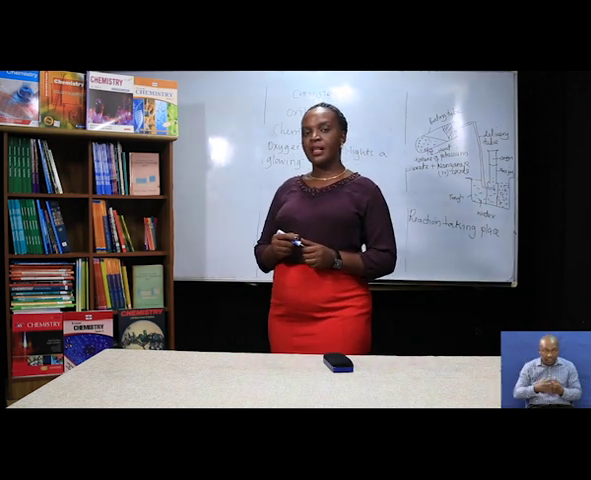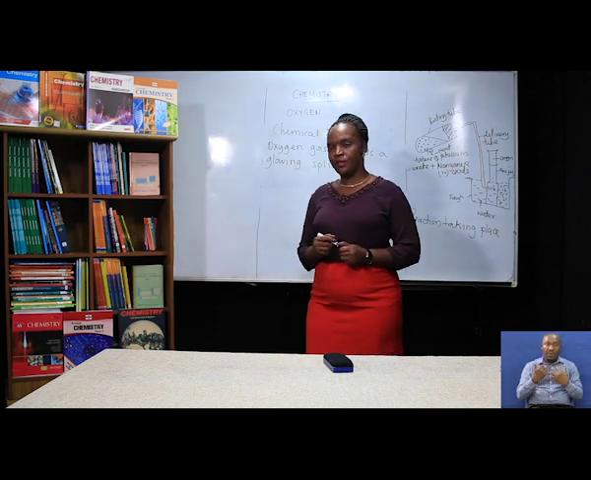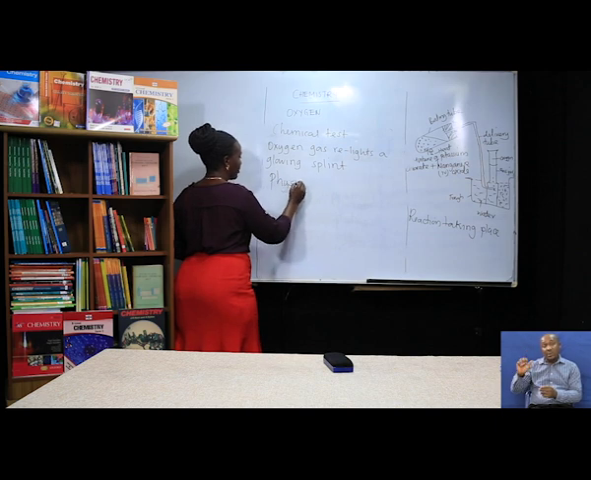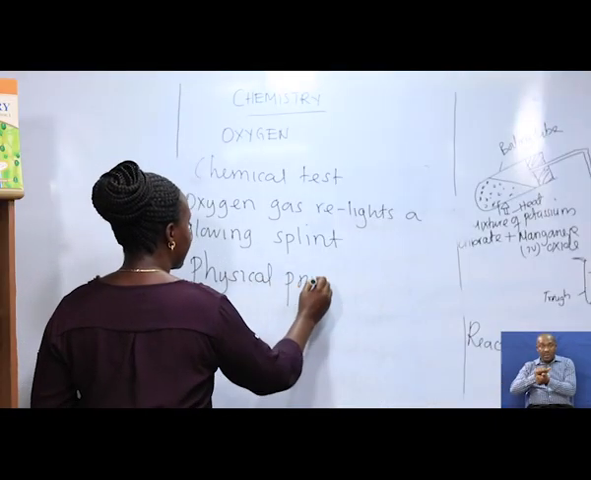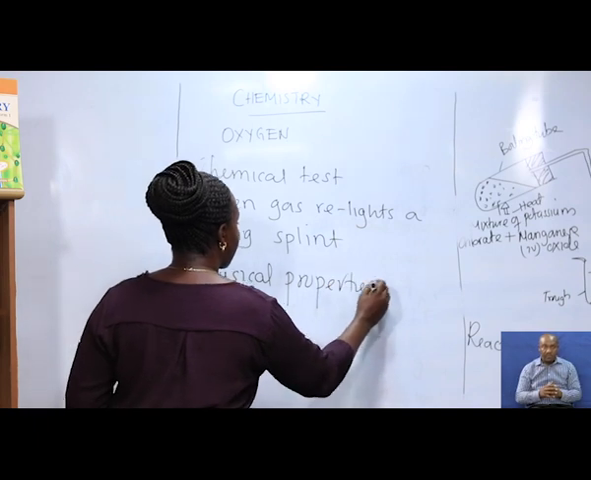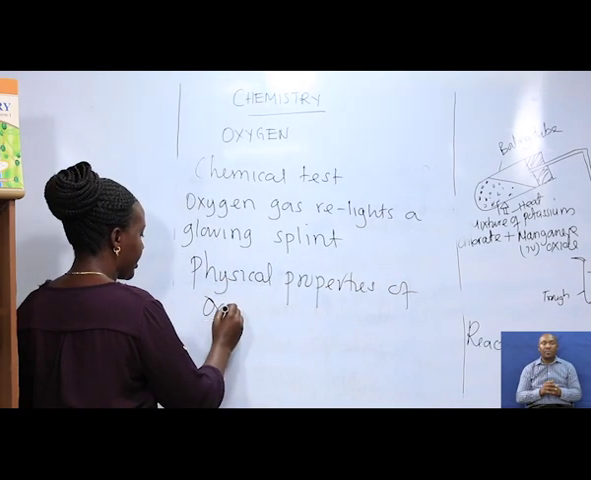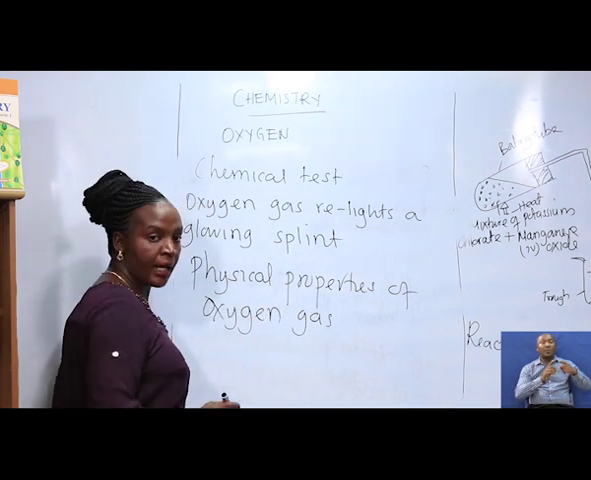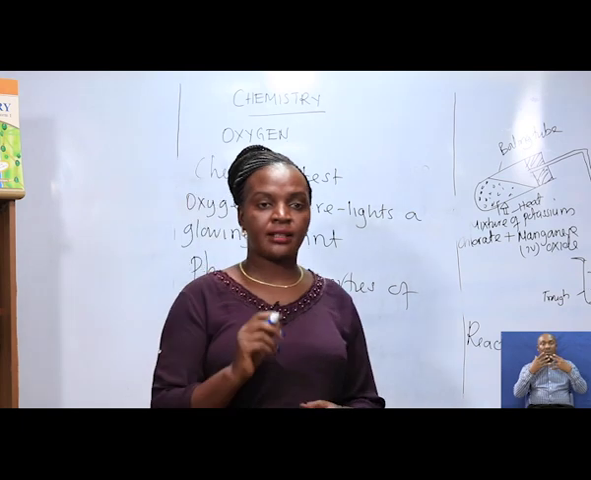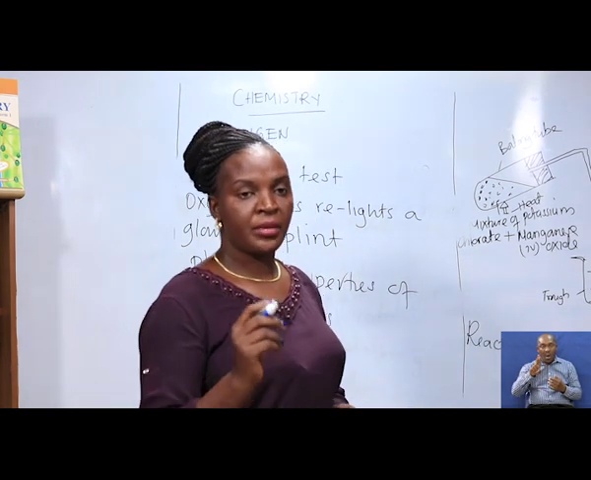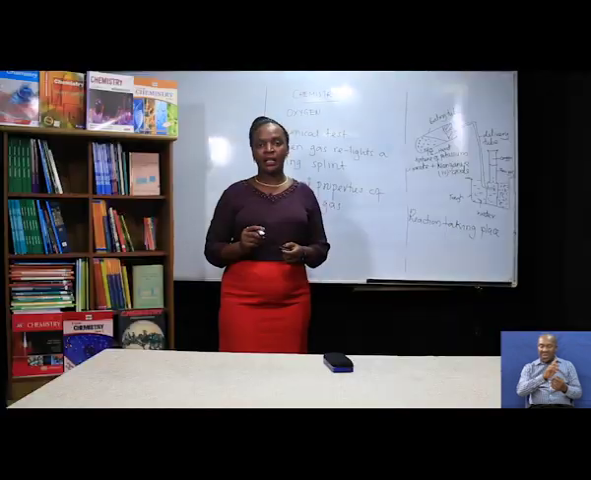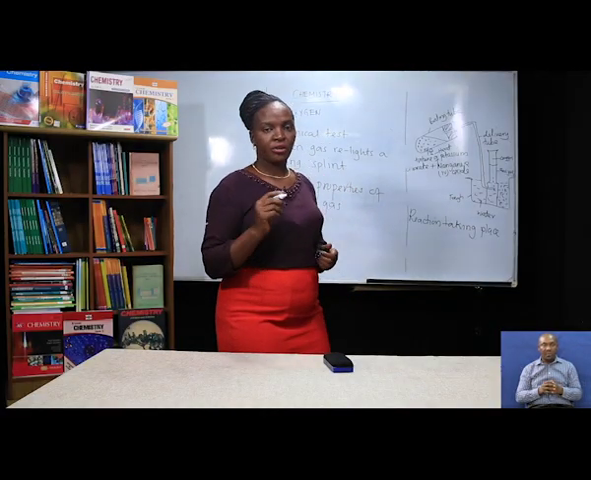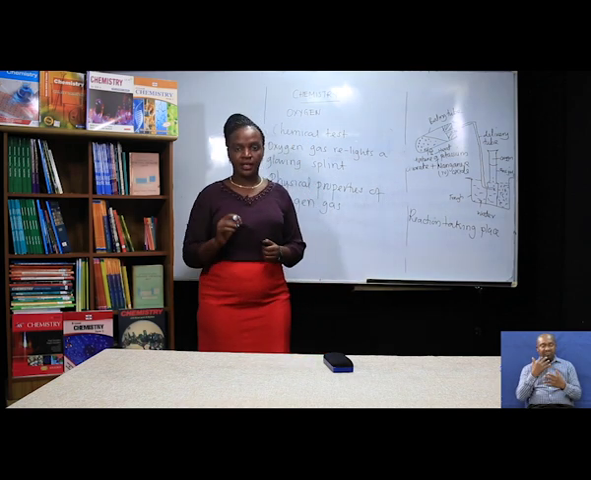After knowing the chemical test of oxygen, let's go and see the chemical and physical properties of oxygen. Now we are starting with the physical properties of oxygen. Number one, oxygen is odorless, colorless, and tasteless, meaning oxygen has no color, oxygen has no smell, oxygen is also tasteless. It has no taste.